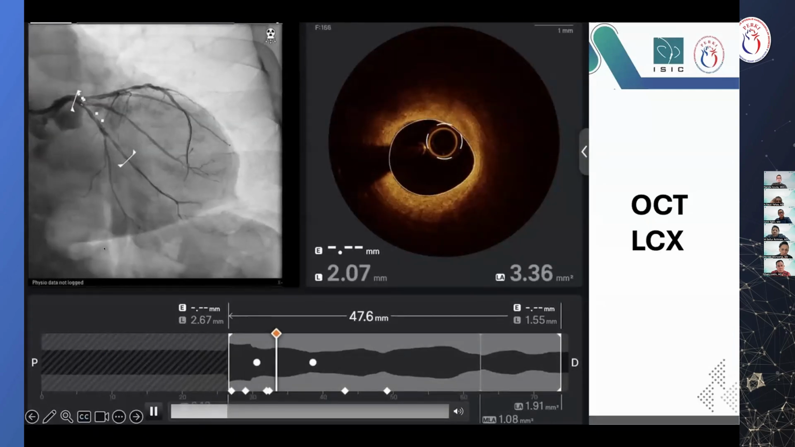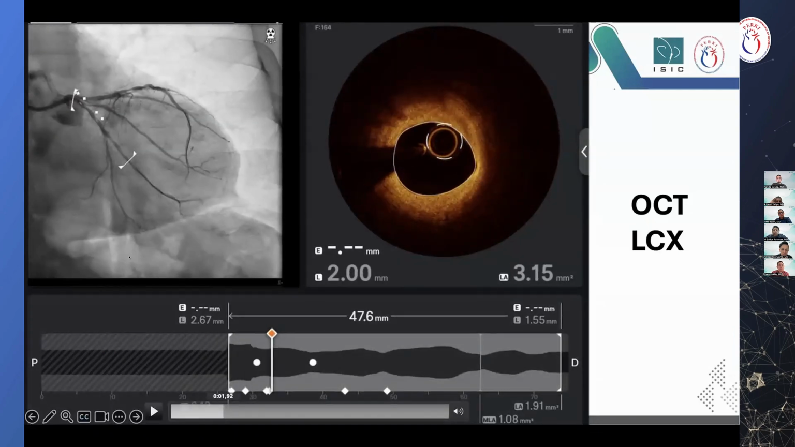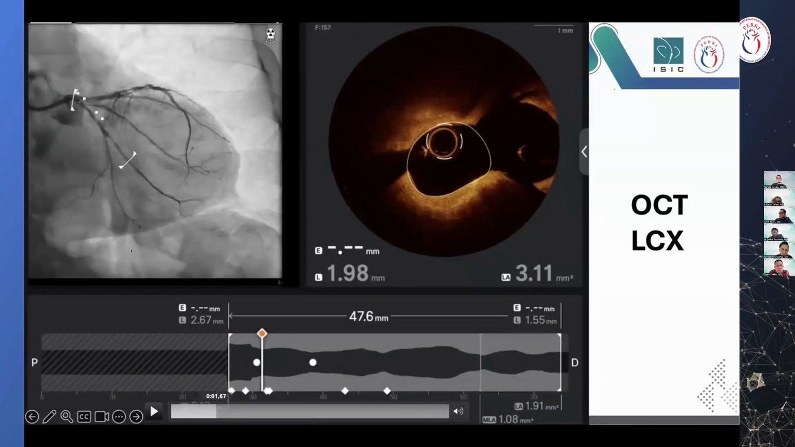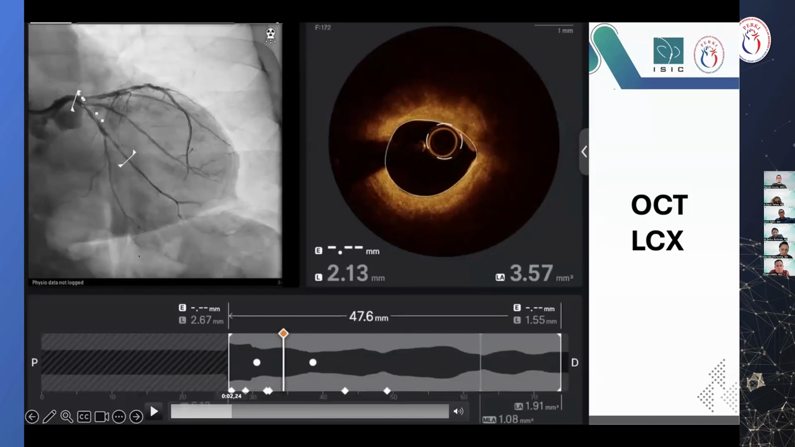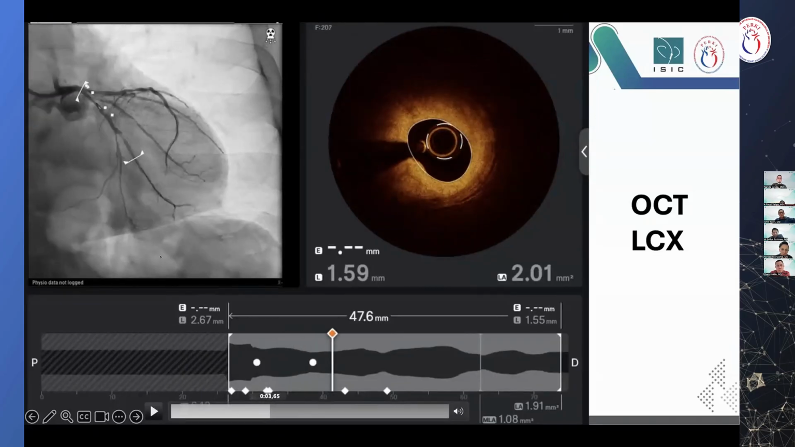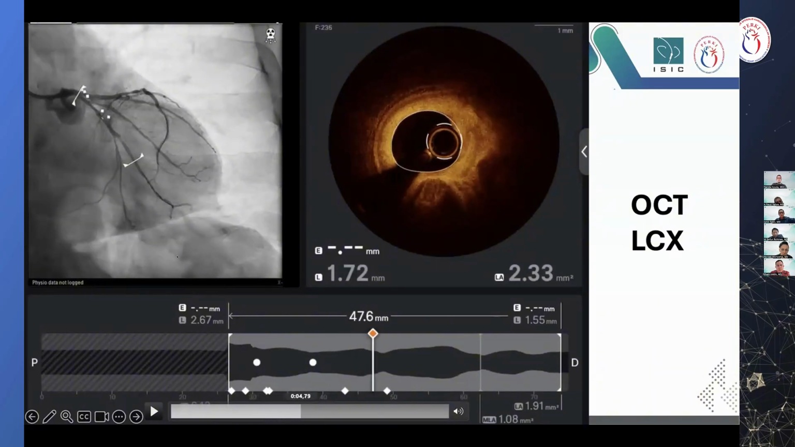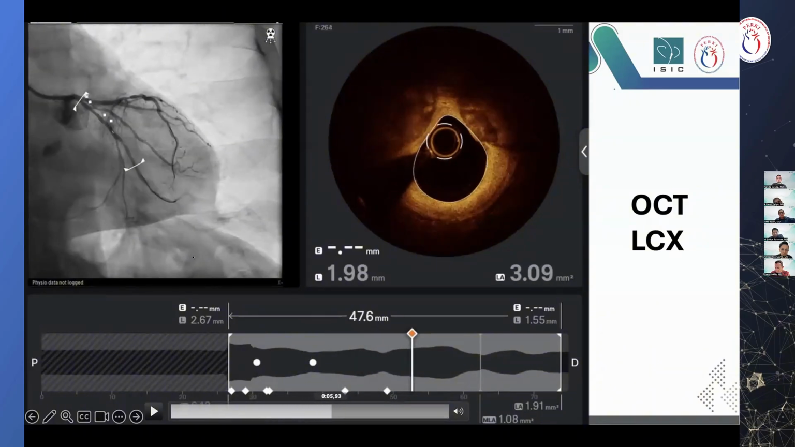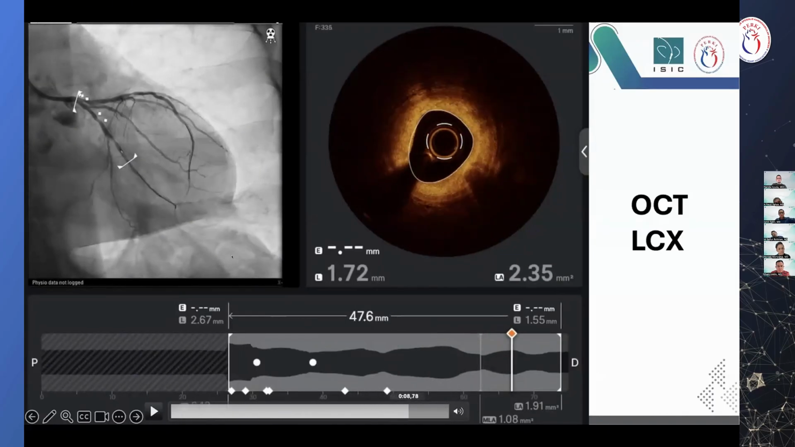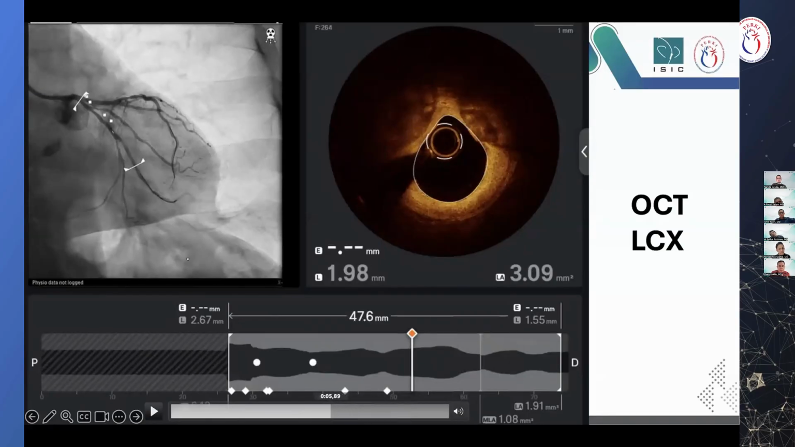And also, we also performed the OCT to the circumflex area to assess the risk of plaque shift into the circ during the PCI to the left main LAD, and also to see whether there was any significant ostial circumflex disease here. Yeah, there's a lot of calcifications, as you can see, Dr. Fauzi and all the panels.